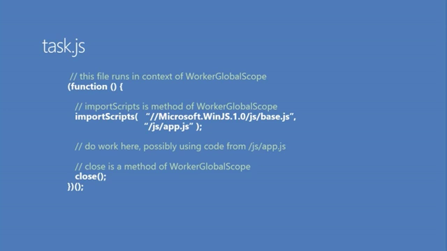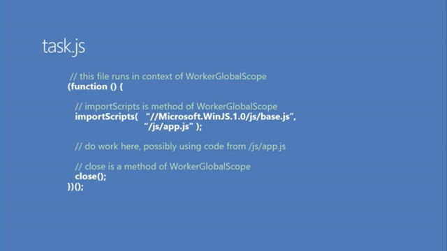Again, import scripts is part of that, so don't try to use this in your pages. This is just for this task. So I'm importing the Win.js, and the other example there, the js/app.js, is an example of what if I had some custom content that I wanted to also throw in here, like an API call that I wrote. That's an example of how I could throw that in there and possibly use code from there.